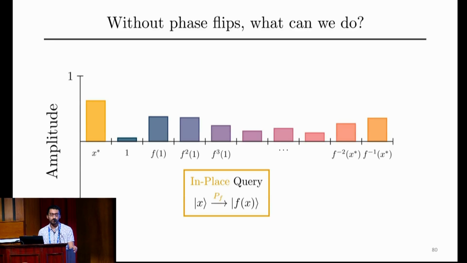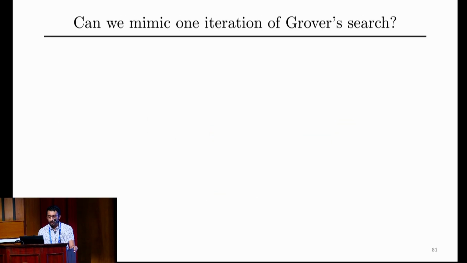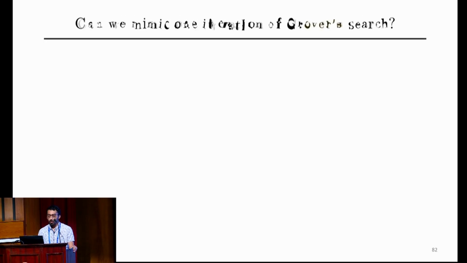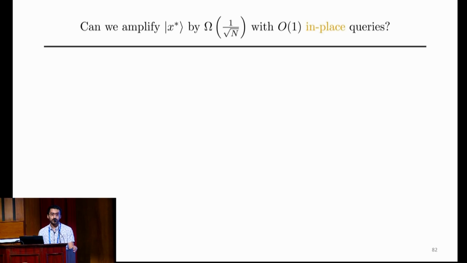So can we use this in order to move amplitude onto the marked item so we can search for it? Our goal is to mimic one iteration of Grover search, or more precisely, we want to increase the amplitude on our marked element x star by at least 1 over root n with just a constant number of in-place queries. And if we accomplish this, then we can just repeat this procedure root n times in order to get a constant amplitude on our marked item.